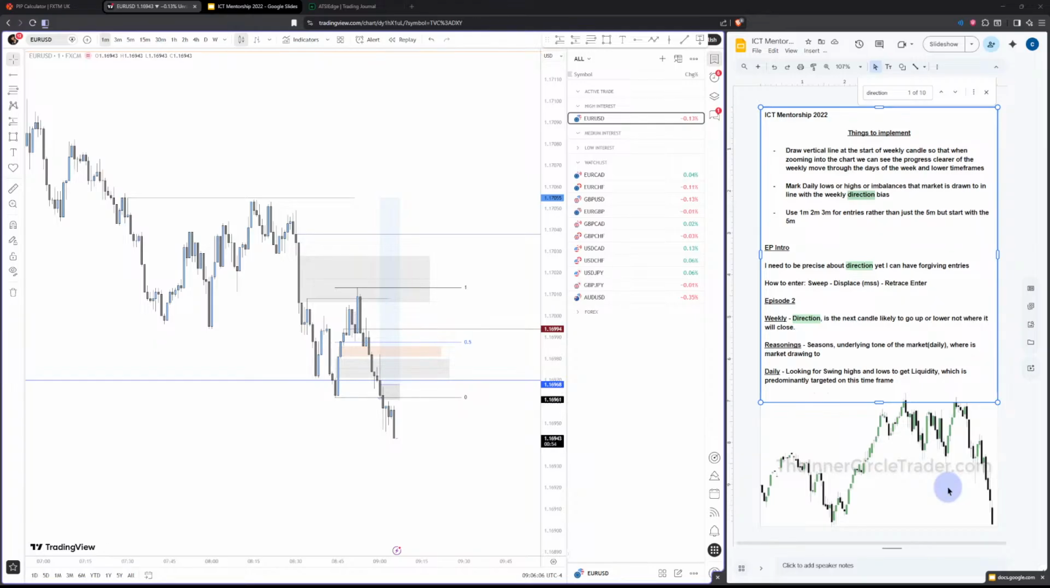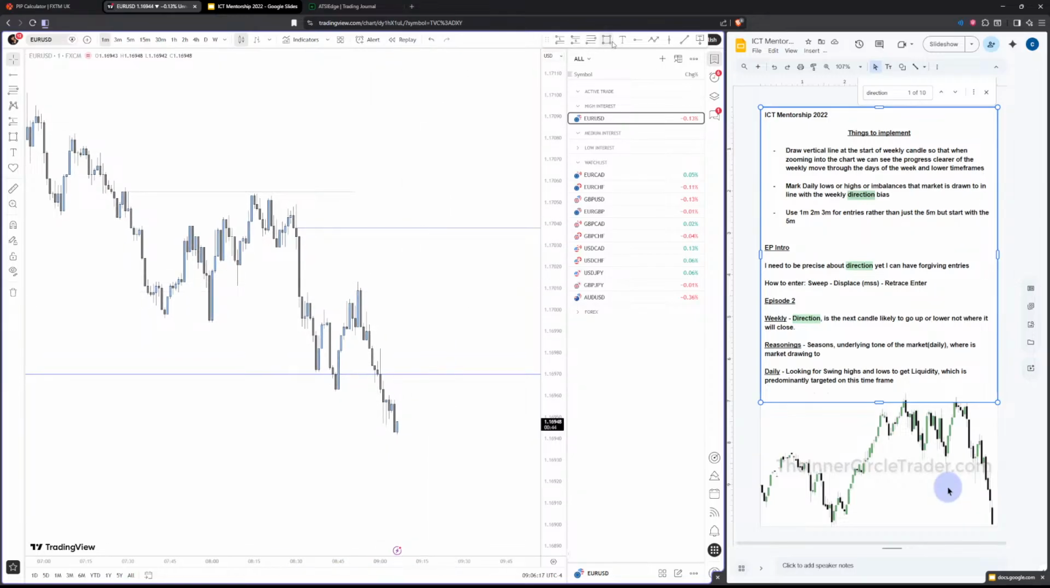Wait, we can maybe get some sell entries here. Because we know that's bearish. So we just monitor. So we're going to take this as a market shift.